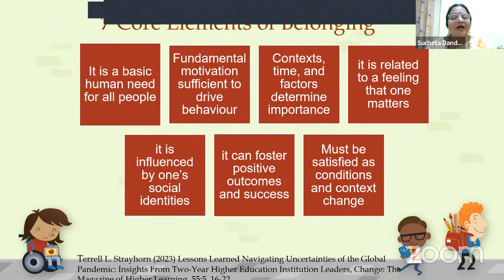It is also a fundamental motivation sufficient to drive behavior. A student may not feel a connect with the other students. And suppose he just feels ostracized, we have known of cases where students stop coming for classes. They just don't come. They just go sit in their room. Why? Because they just feel that they are being targeted, to be not one of them.